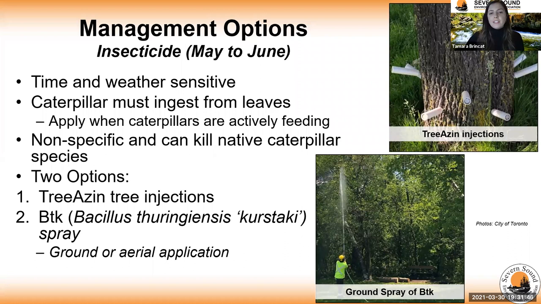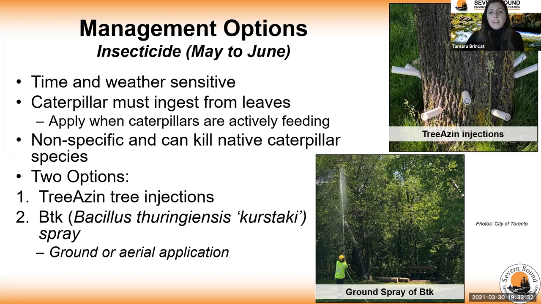If either of these insecticides are used, appropriate timing of treatment is essential for successful control. They're time and weather sensitive, and it allows for a very narrow treatment window. So it must be applied during the caterpillar's early or immature stage when they're actively feeding on leaves. And as I said before, this is typically late May, early June, but it can vary depending on population and weather conditions. The caterpillars will have to ingest the insecticide for it to work, specifically for BTK. It's not a contact insecticide, so if it's applied during those other stages, it will be ineffective.